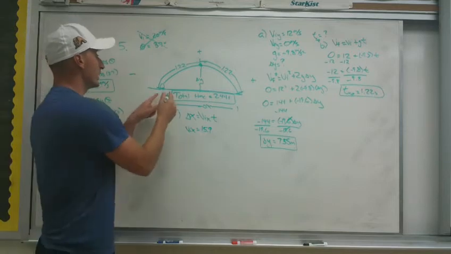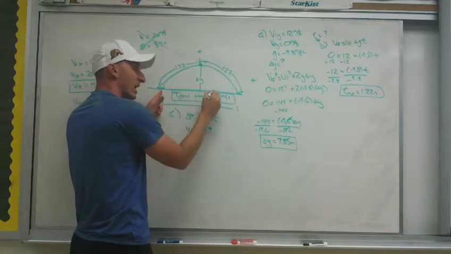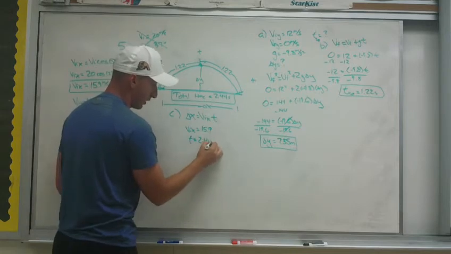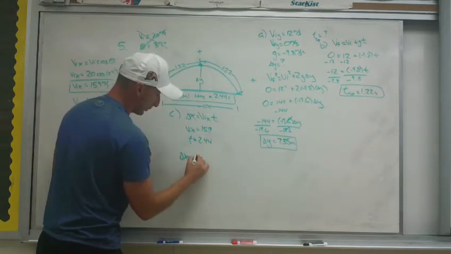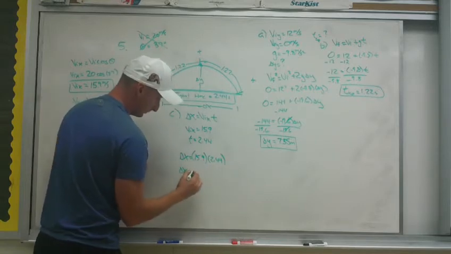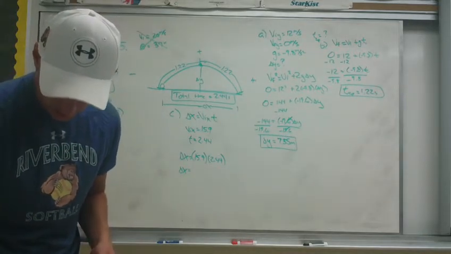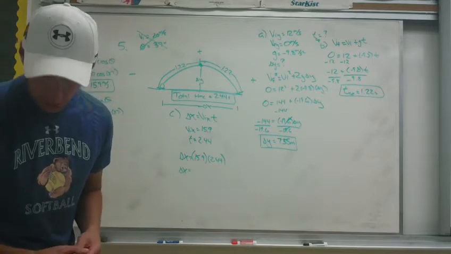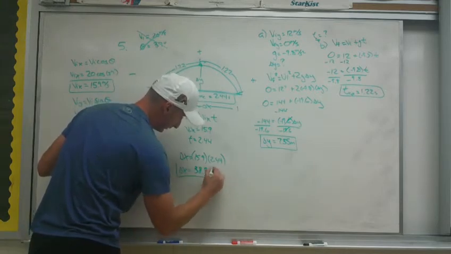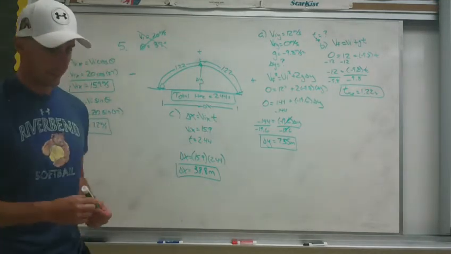For delta x, you want to use the total time because the football is traveling in the x direction the entire time it's in the air. Okay? So you want to use time is equal to 2.44. So I list delta x equals 15.9 times 2.44. Let's see, 15.9 times 2.44, 38.8. 38.8 meters. That's how far it travels in the x direction. All right?